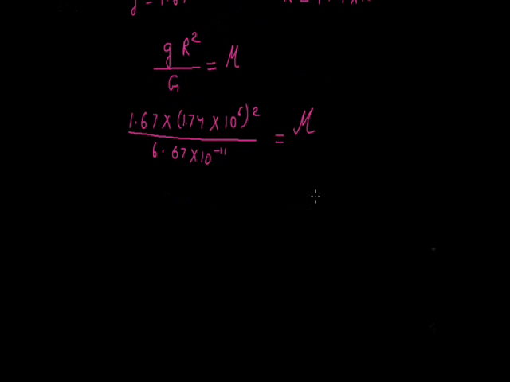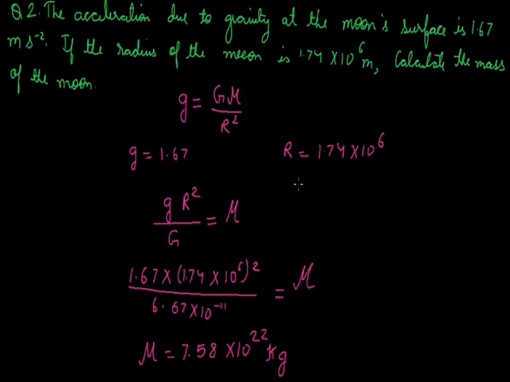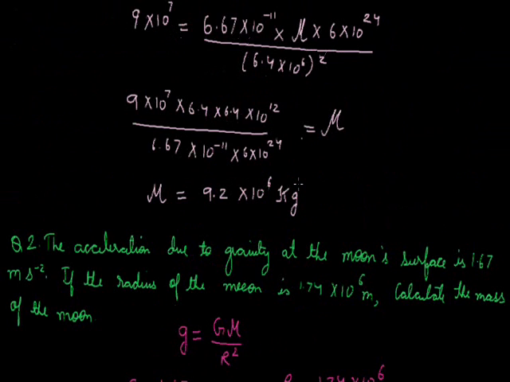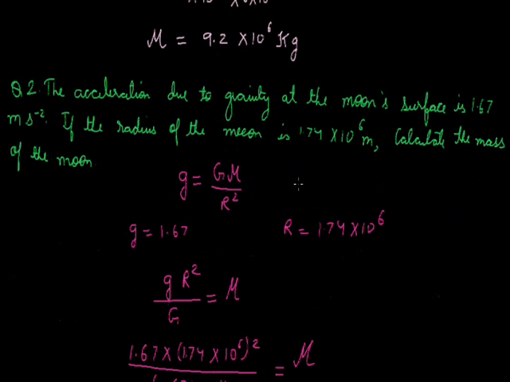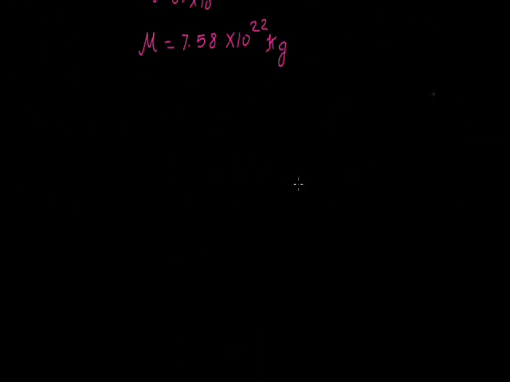Now, on solving it, we will be getting M as 7.58 into 10 raised to the power 22 kg. So, this is the mass of the Moon. If the acceleration due to gravity is given, then we can use this formula. But if we are given that the gravitational force has to be calculated, then we have to use the above mentioned formula. Now, let us discuss another question.